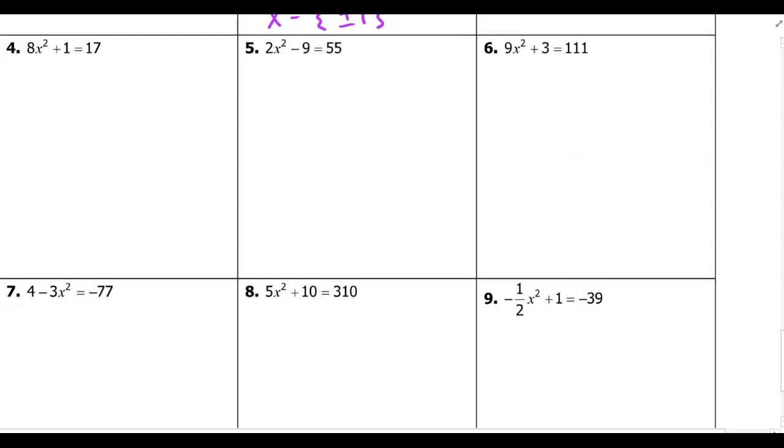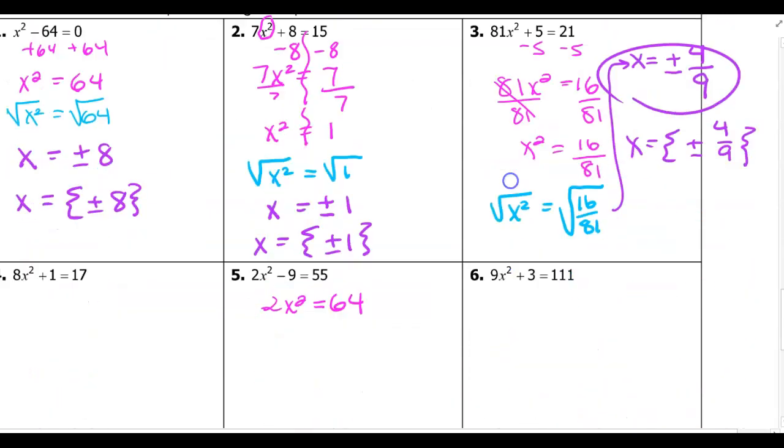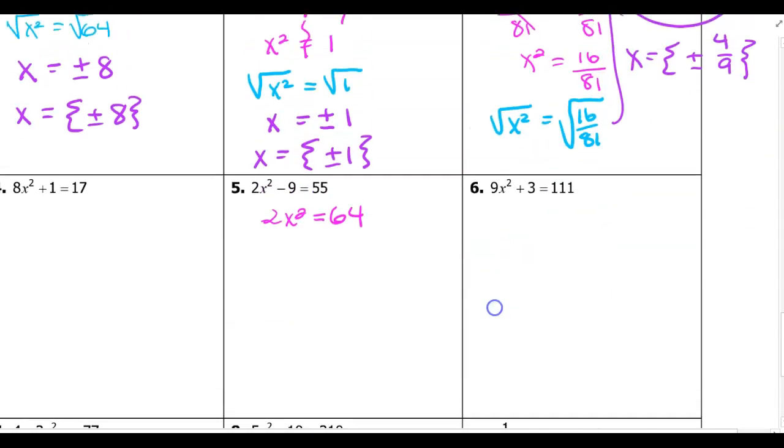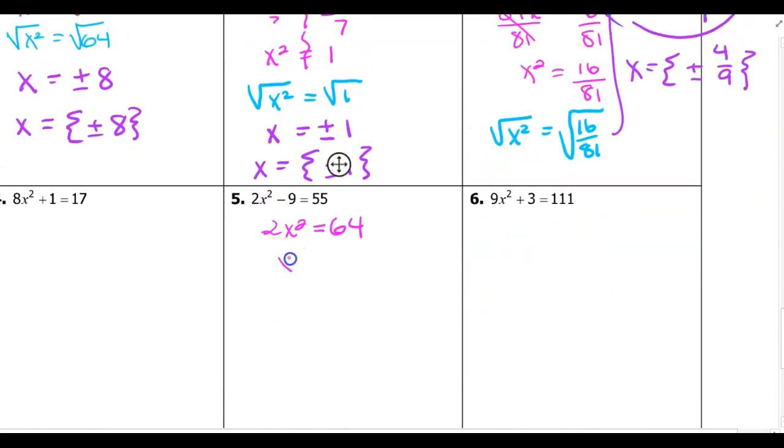Next, we'll do number 5 together. We'll add 9 to both sides. We get 2x squared equals 64. Then we'll divide both sides by 2. So then we get x squared equals 32. Next, we'll take the square root of both sides. And we get x equals plus or minus radical 32.